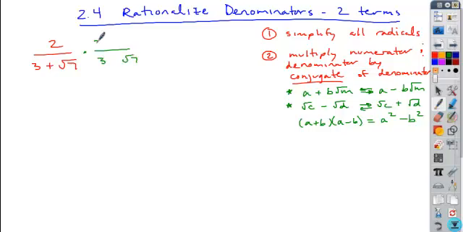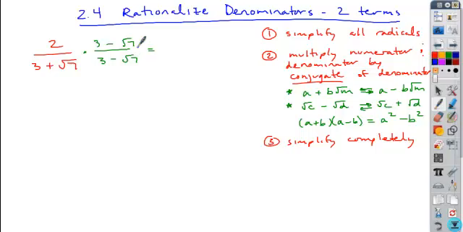3 and root 7 are the terms. And we're going to use what sign between them? Subtraction, because it's the opposite sign. And now when we multiply across, we complete the last step, which is you're going to completely simplify the resulting expression.